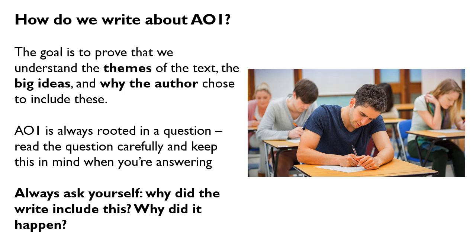themes of the book. AO1 is always rooted in the question, so for AO1 you need to read the question really carefully and keep that question in mind throughout your response. Always ask yourself, why did the writer include this moment? Why did the writer include this character? Why did the writer include this scene? Why did it happen? And if you can explain that, you're going to do okay.